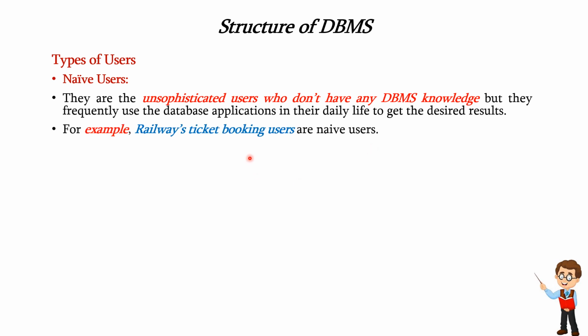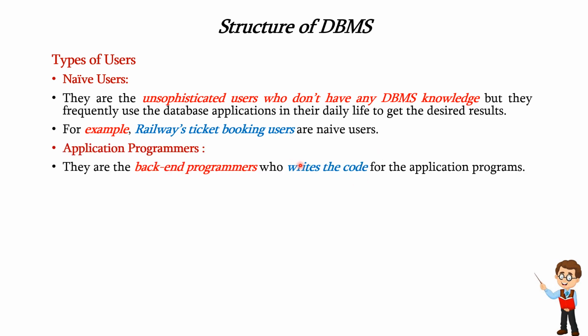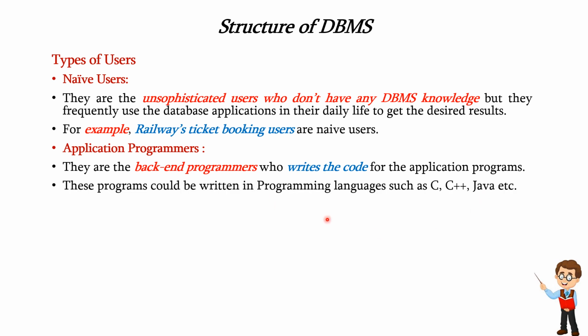For example, railway ticket booking users are called naive users because they won't have any knowledge about the railway database, but they will be using the database for ticket booking. Next category is application programmers. They are the back-end programmers who write the code for application programs. These programs could be written in any programming languages like C, C++, Java, etc.